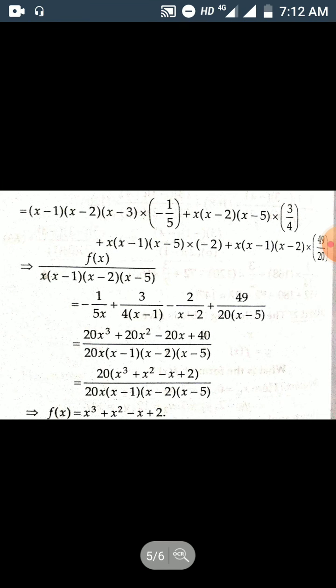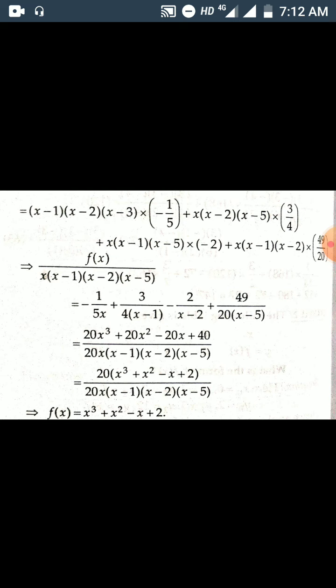We cannot simplify by simply opening the brackets because it becomes very complicated. So we will simplify it accordingly. We take the terms x, x minus 1, x minus 2 and x minus 5 common from the right hand side. So this further can be written as f(x) divided by x(x minus 1)(x minus 2)(x minus 5) is equal to minus 1 by 5x plus 3 by 4(x minus 1) minus 2 by (x minus 2) plus 49 divided by 20(x minus 5).